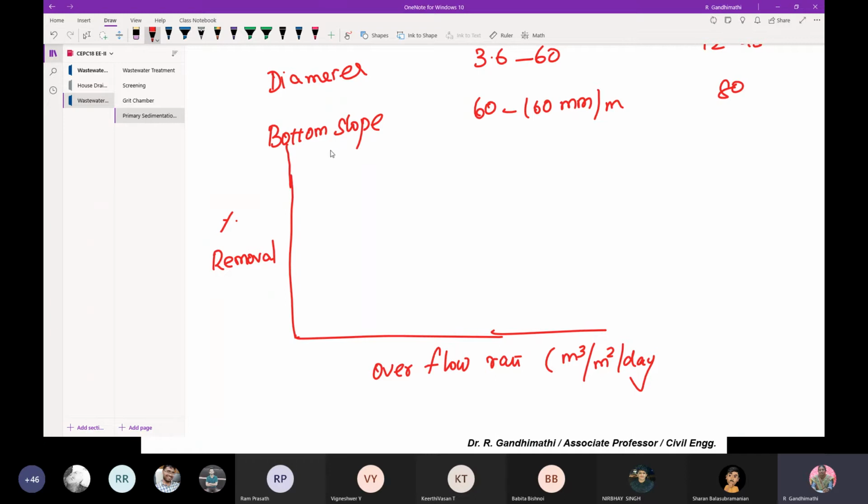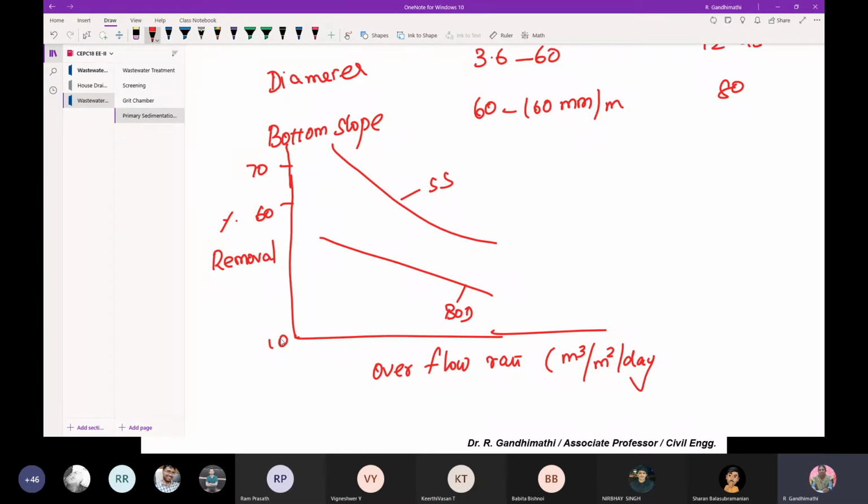Okay, this is the way they have got the graph. One is for BOD, another one is for suspended solids. On this side it may be 70%, 60%, then up to 70%.